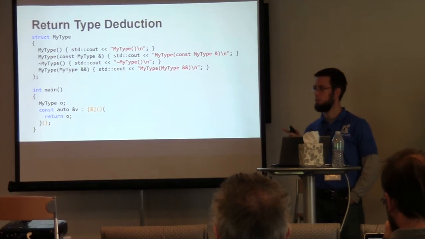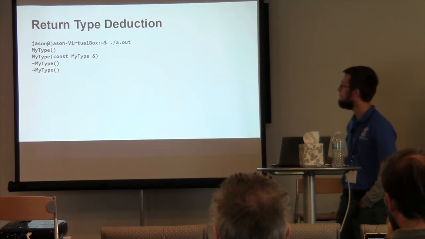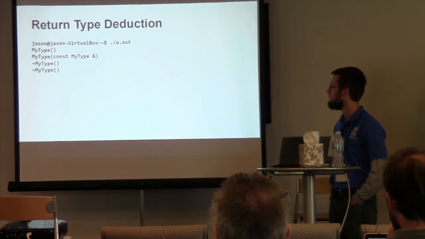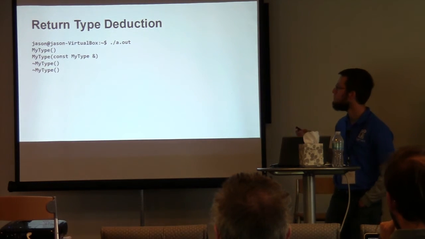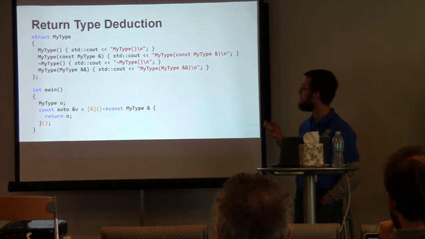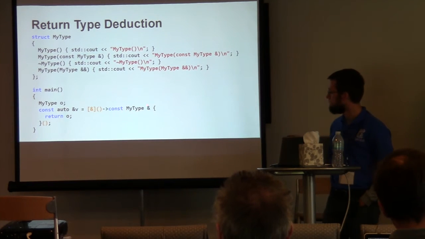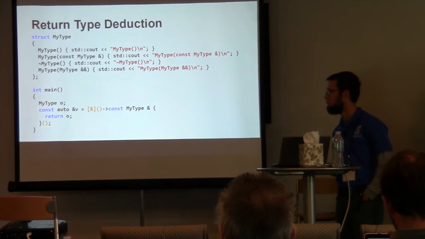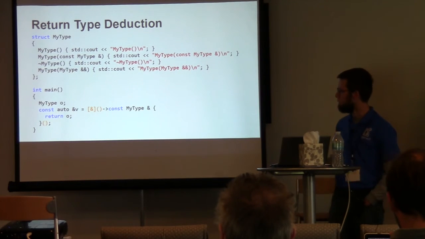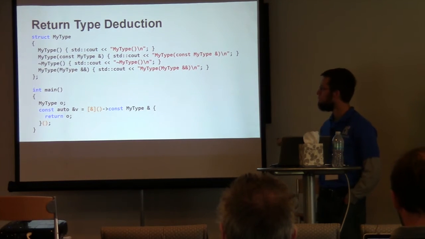What's that? You get a copy. You do get a copy. You get the construction, a copy, and then two destructions. That's not terribly helpful. So why does this matter? Or actually, here's the solution: you have to specify that you want it to return a const reference, if that's your goal in this case.